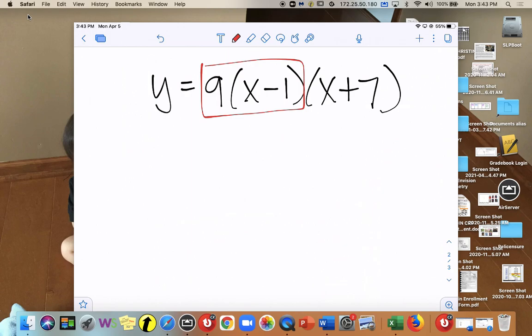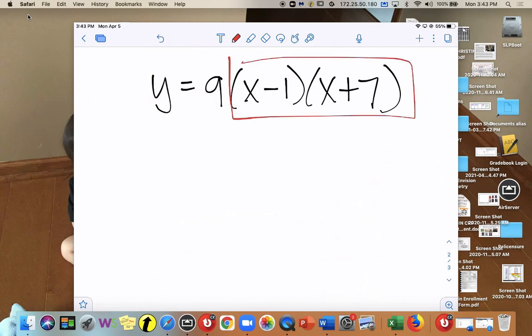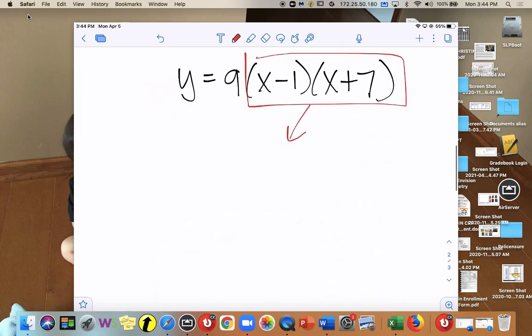Okay, so when we multiply this, again, I could multiply these 2 first. So this is what I did for the first example, but I'll show you how we could multiply maybe these 2 first and then multiply everything by 9. So that would also work. So again, when you're multiplying 3 terms together, multiply any 2 together first, then take that answer and multiply the answer by the last term. So this one I'll do x minus 1 times x plus 7 first.